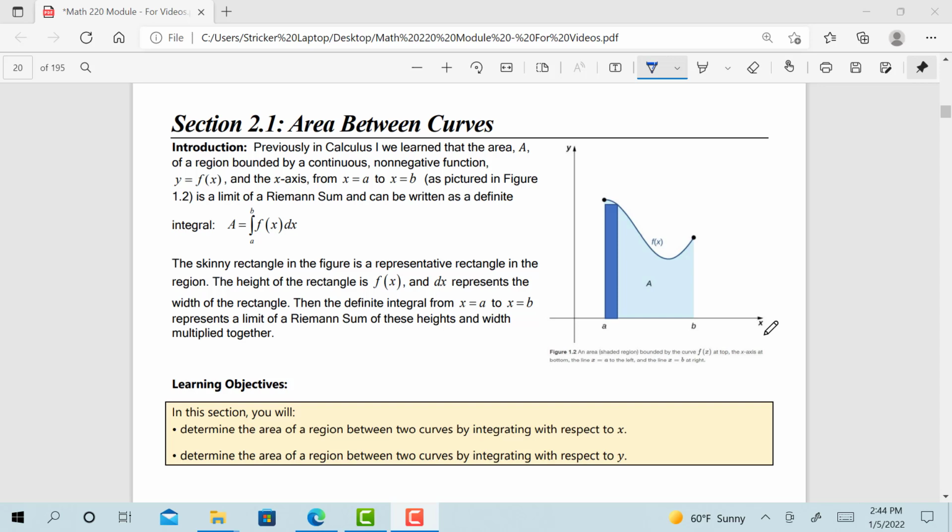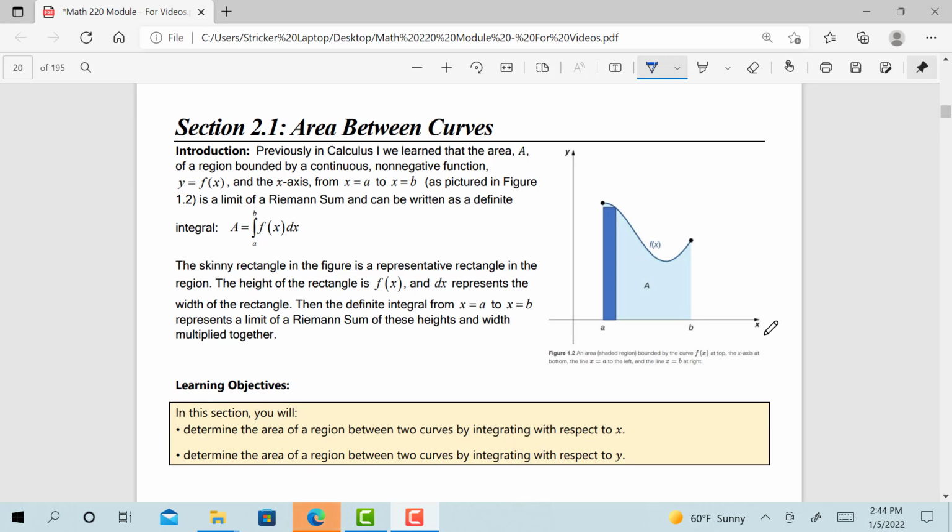Now you have this graph here, figure 2.1. You may remember from Calculus 1 that when we find the integral from a to b of a function, it gives us the area between the x-axis and that function. If that area happens to be above the x-axis, it's positive. And if the area happens to be below the x-axis, it's negative. And we're going to extend that idea for this section.